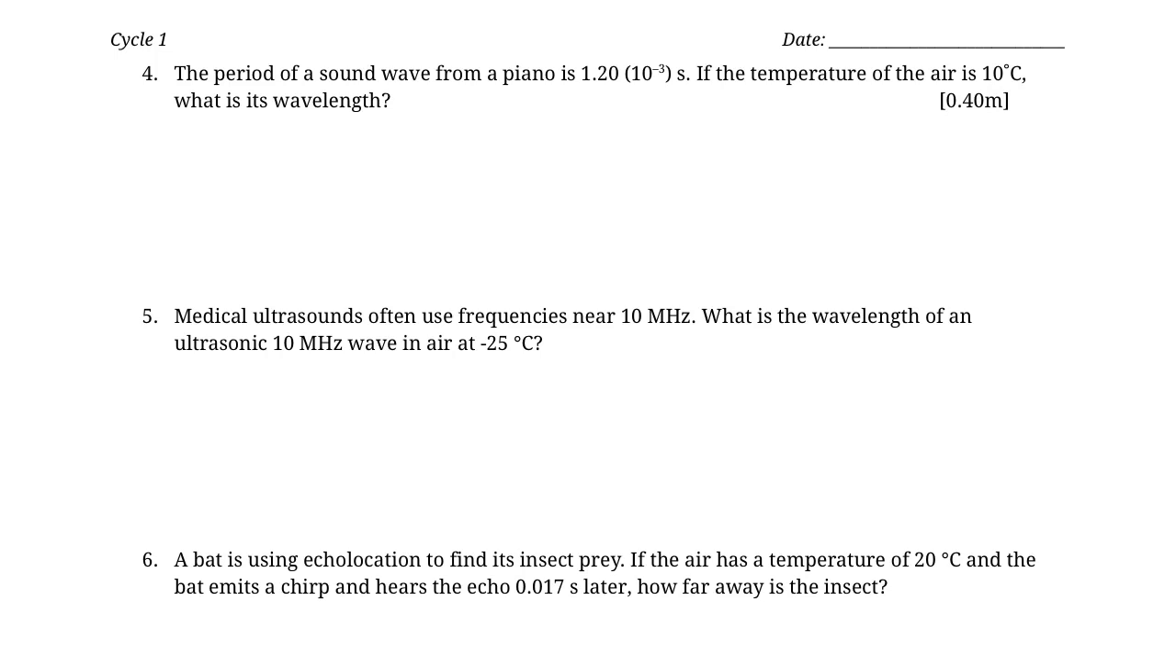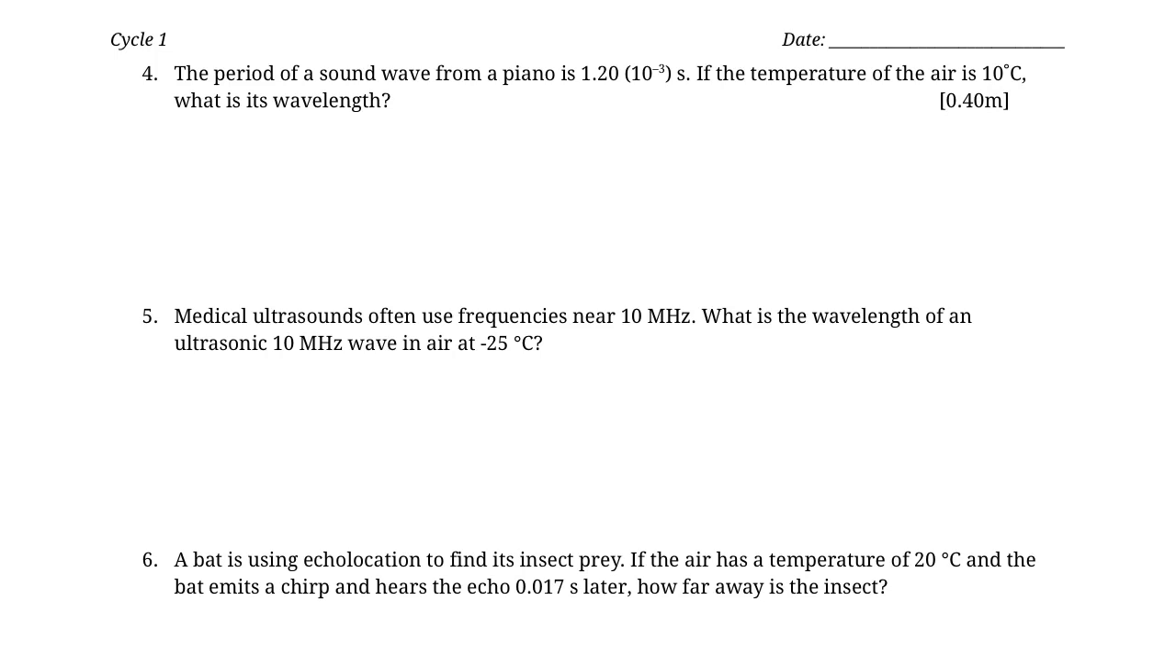Again, I'd encourage you to try all these questions before seeing me do the solution. So pause the video here, try it yourself, and I will go through it when you unpause, just in case you get stuck. For this question, the period of a wave from a piano is 1.2 times 10 to the negative 3 seconds. If the temperature is 10 degrees Celsius, what's the wavelength?